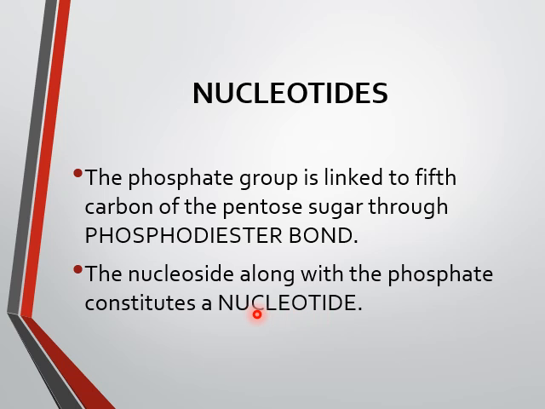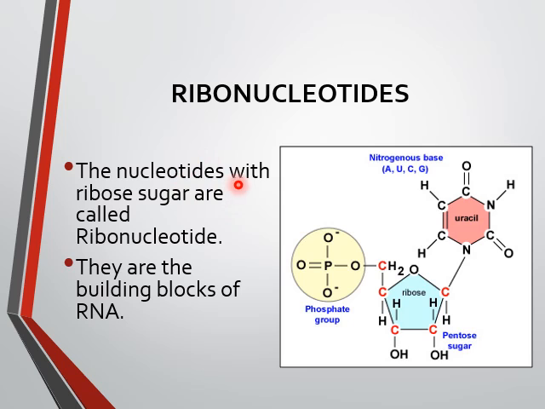So the nucleotide consists of three components. Number one is sugar, base and phosphate group, and two bonds are present. Number one is glycosidic bond and number two is your phosphodiester bond. So the nucleotides with the ribose sugar, they are called as the ribonucleotides. That is, they are building blocks of RNA. So in this structure you can see this is your pentose sugar, ribose pentose sugar. At the carbon number 1 you are having a nitrogen base. It may be A, U, C, G. A stands for adenine, U stands for uracil and C stands for cytosine and G for guanine.